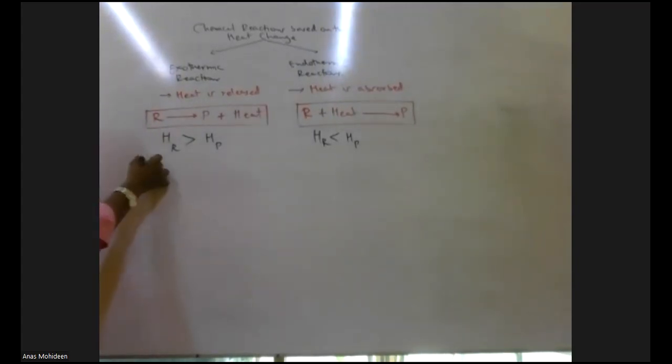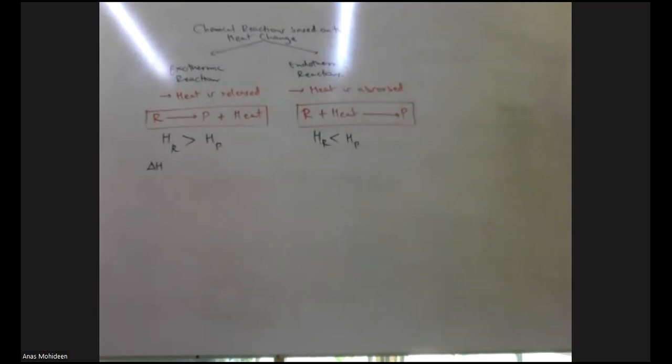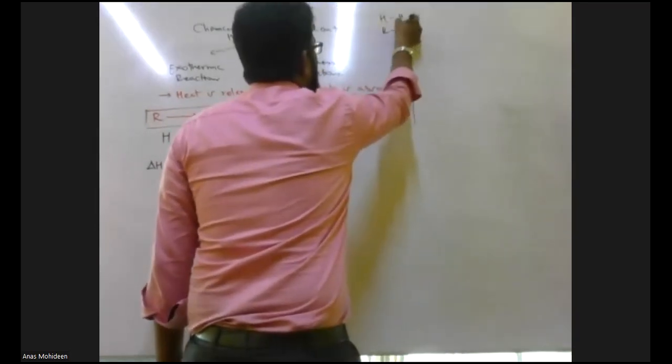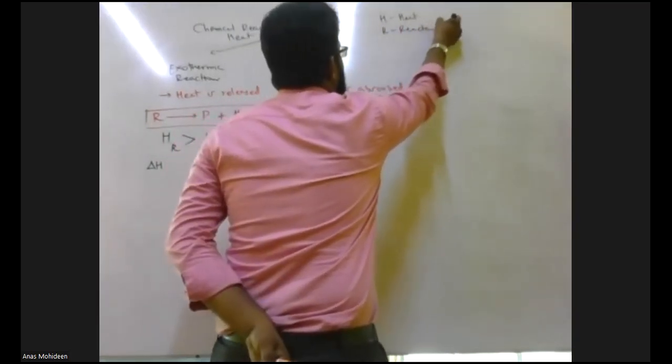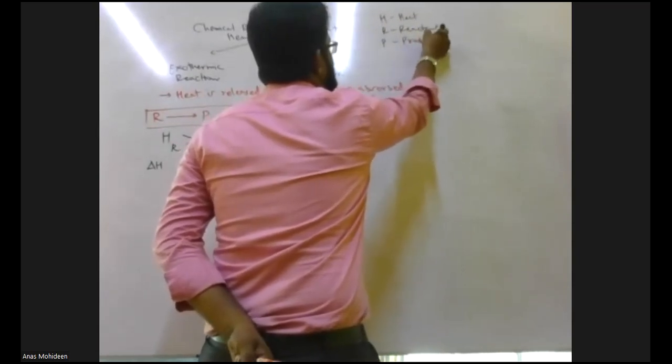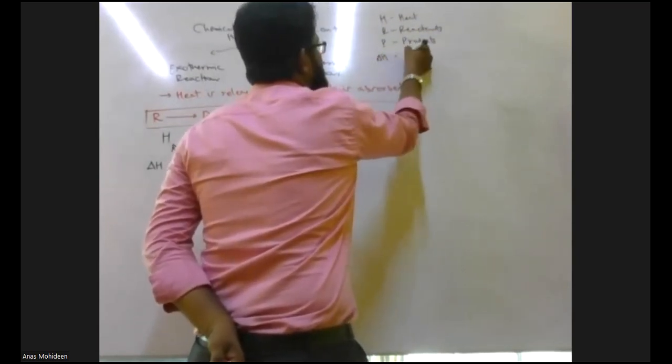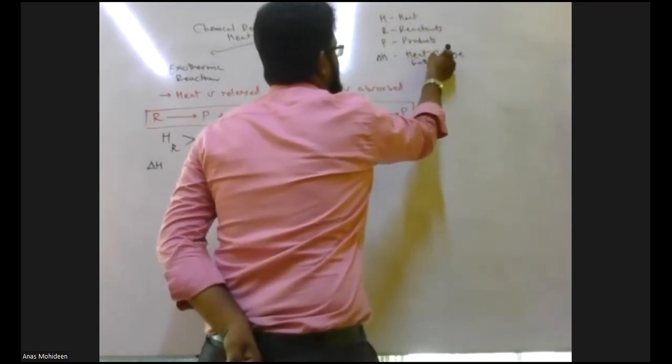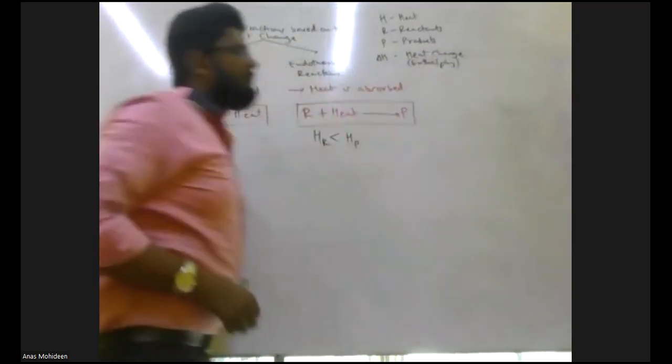So now from this we're going to calculate the heat change, delta H. Delta H means heat change, or we say enthalpy. The word enthalpy we are not using in the national curriculum, but it may be asked in some questions. Let me write some keynotes here. H is heat, R is the reactant, P is the product. Delta H means heat change, or another word, enthalpy.